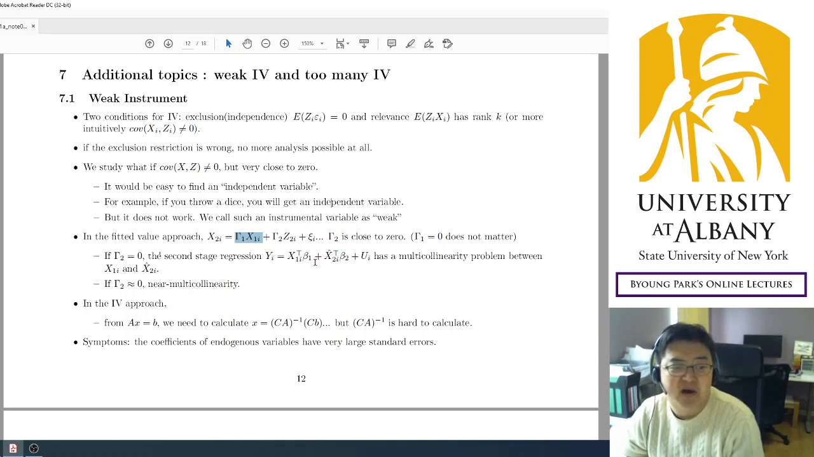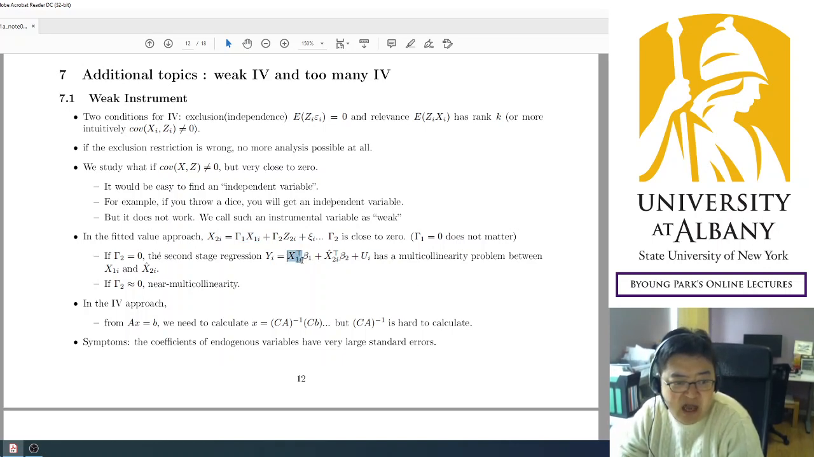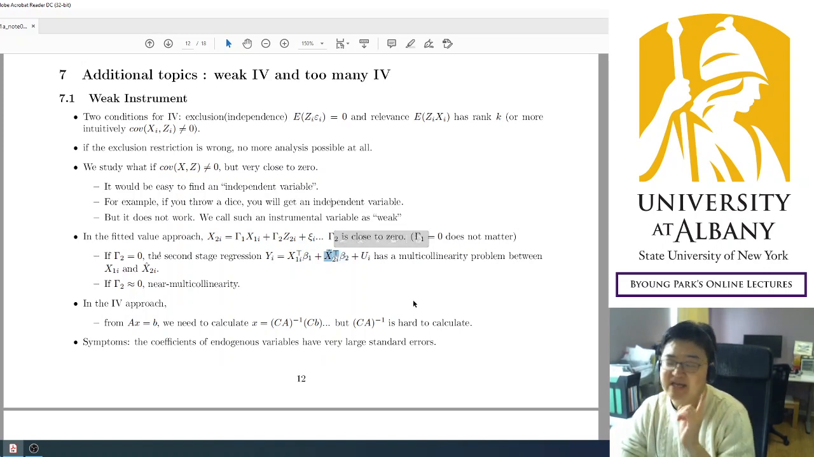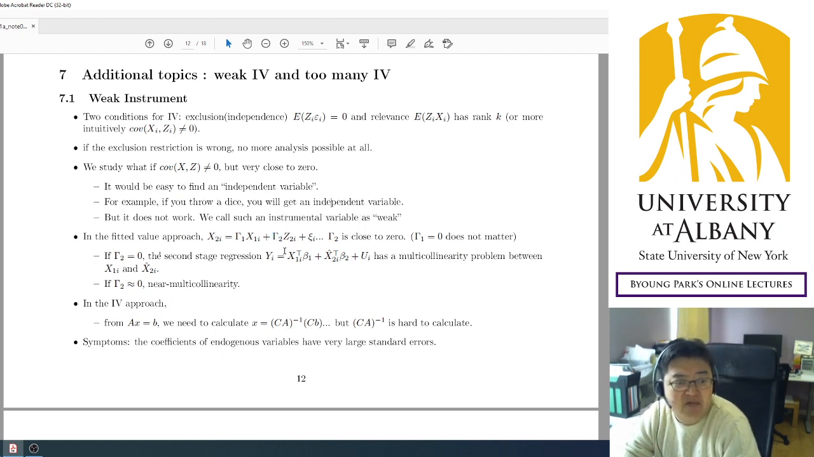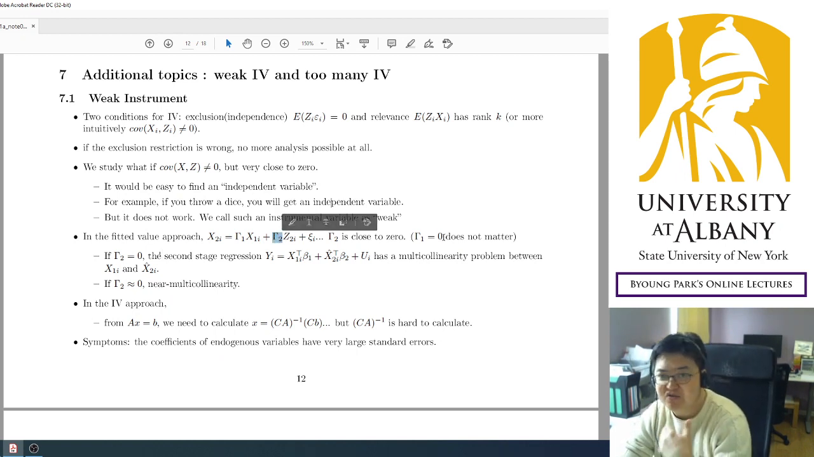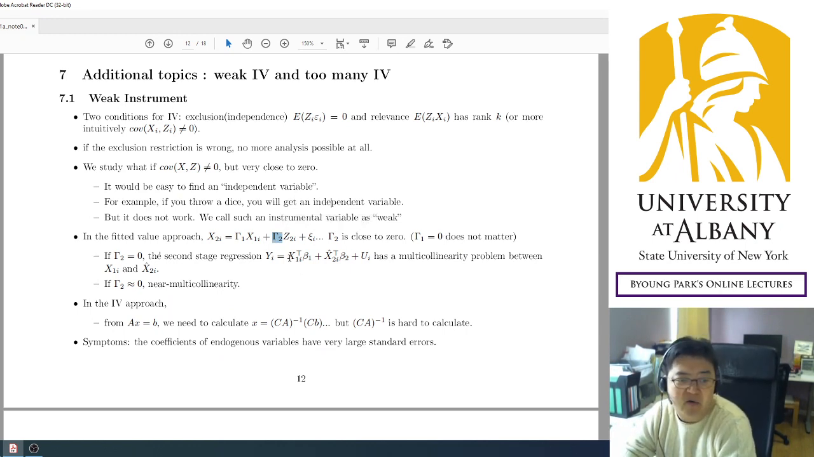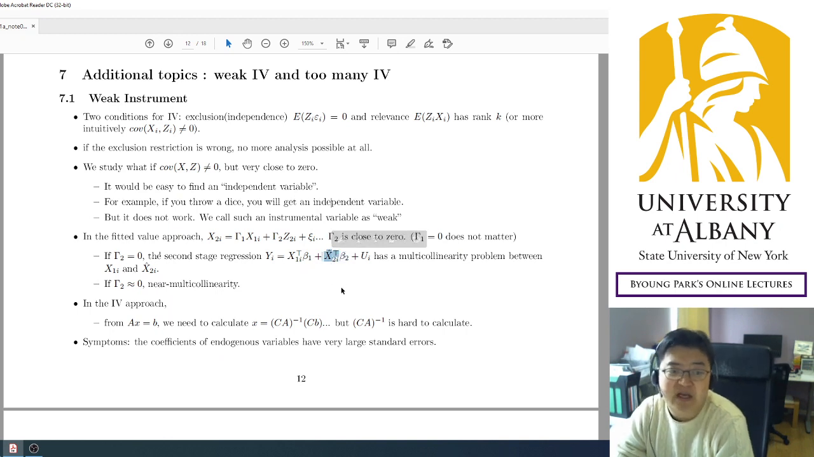A near multicollinearity problem happens, and then you see all the problems coming from near multicollinearity. It is not exact: the correlation between x1 and x2 hat won't be exactly 1 as long as gamma 2 is not 0. But as gamma 2 converges to 0, as it becomes closer to 0, the correlation between those two will become closer to 1.